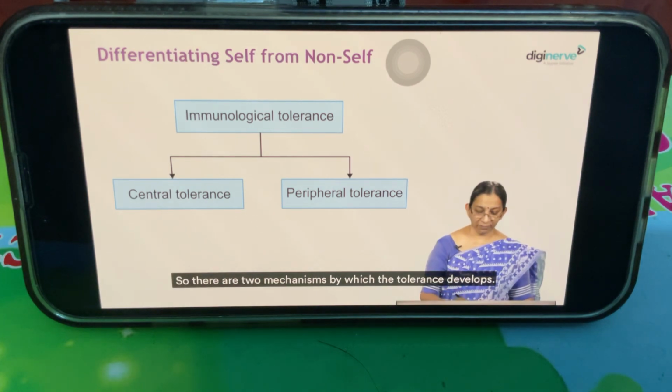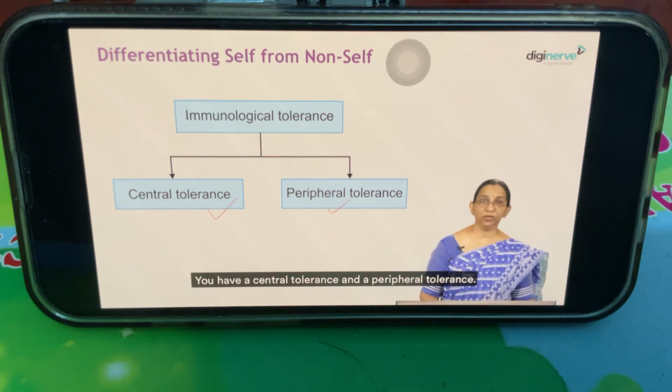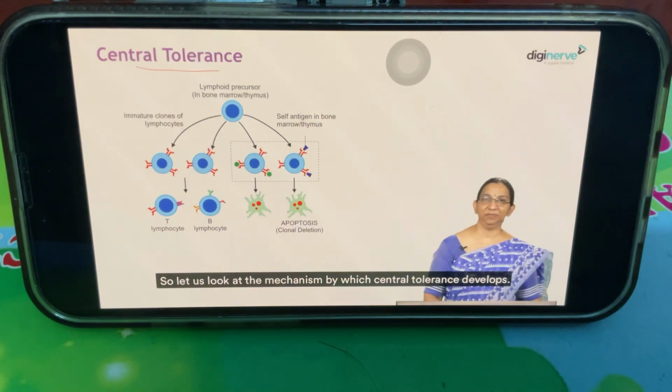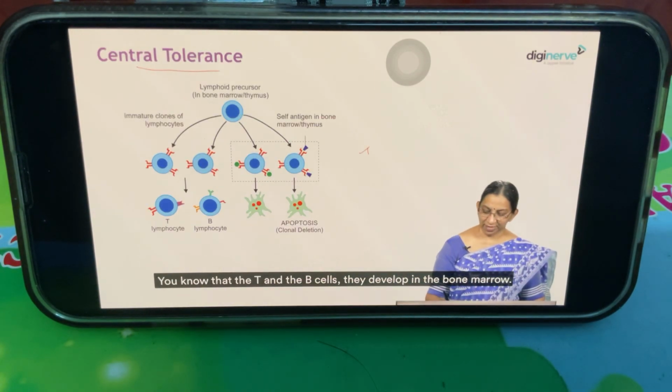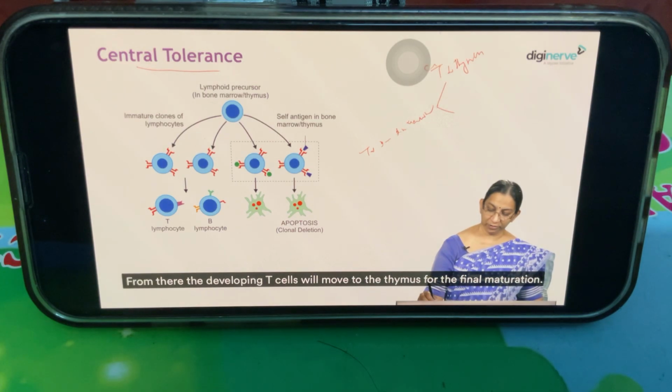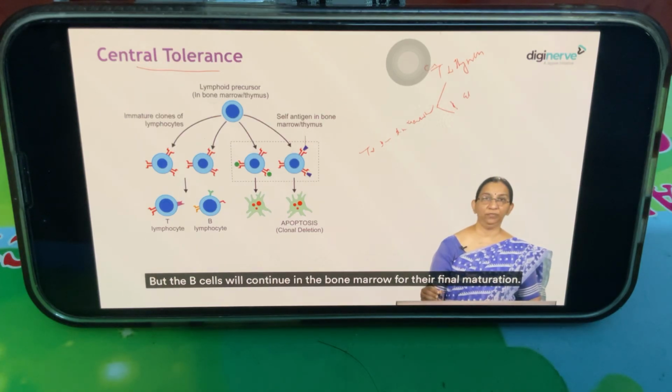So there are two mechanisms by which the tolerance develops. You have a central tolerance and a peripheral tolerance. So let us look at the mechanism by which central tolerance develops. You know that the T and the B cells develop in the bone marrow. From there, the developing T cells will move to the thymus for their final maturation. But the B cells will continue in the bone marrow for their final maturation.